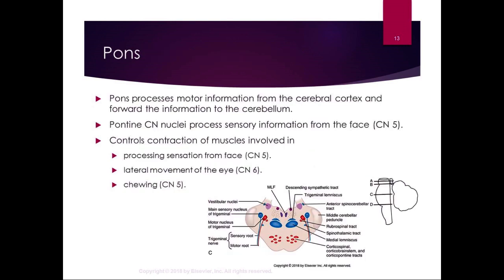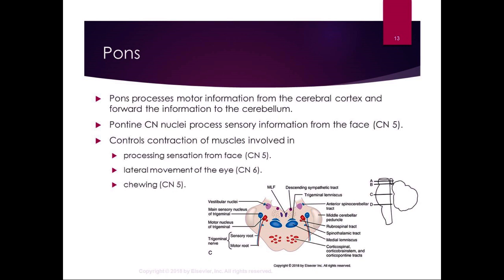The pons processes motor information from the cerebral cortex and forwards the information to the cerebellum. So the pons is fat compared to the medulla and the midbrain. When you look at the pons, the width of it comes from all the different motor axons going from the cerebral cortex to the pons and the pons to the cerebellum. If you see one of those myelin stains, it's very dark around the pons because there's lots of myelin, lots of axons. There's information flowing in and flowing out.